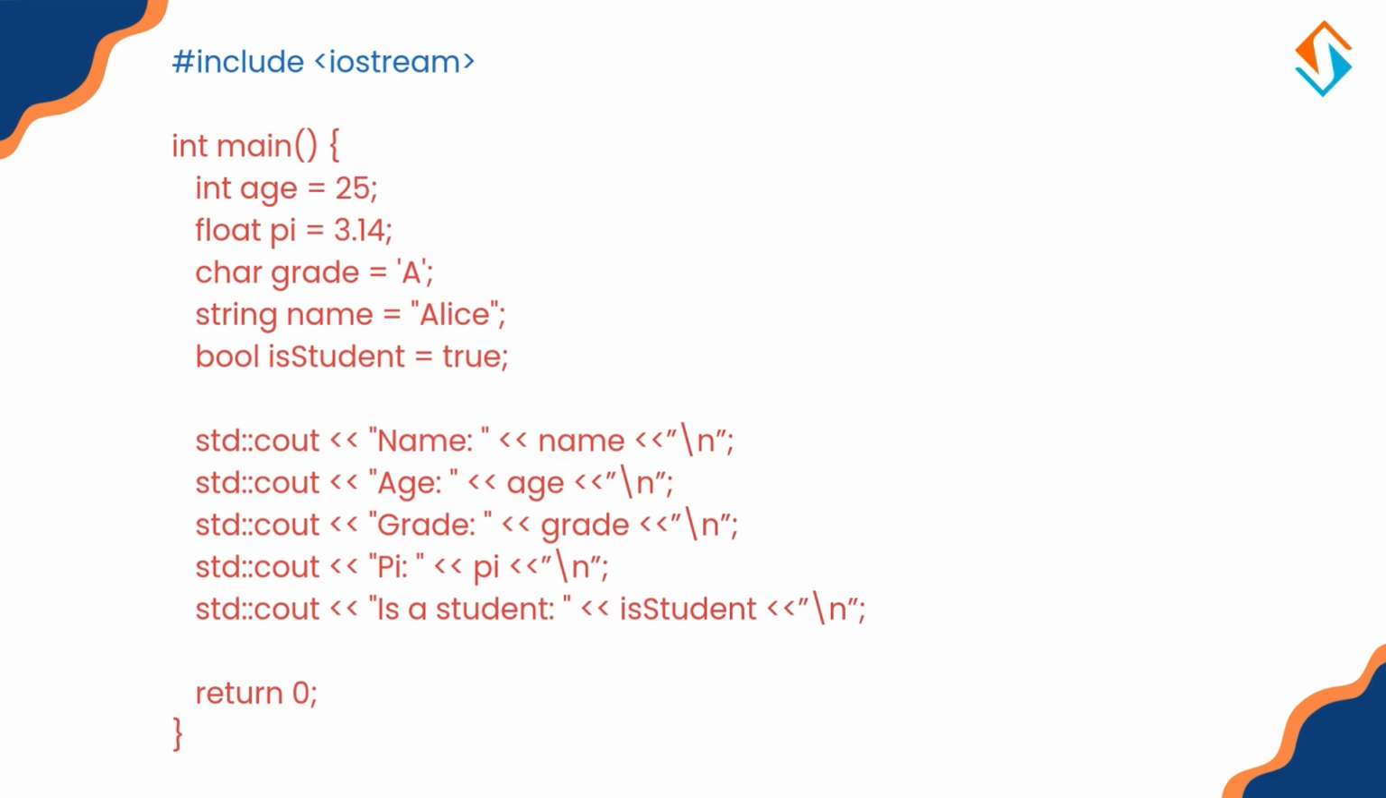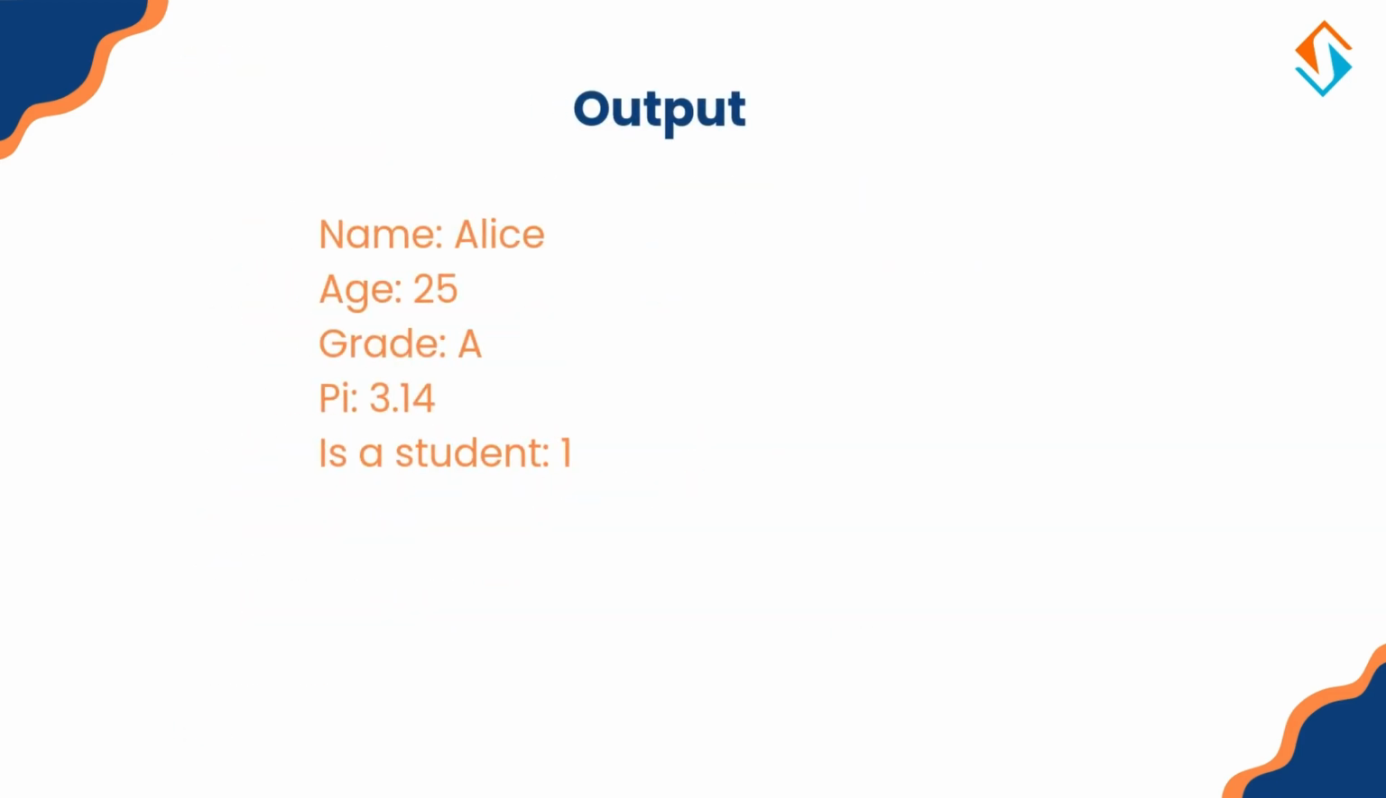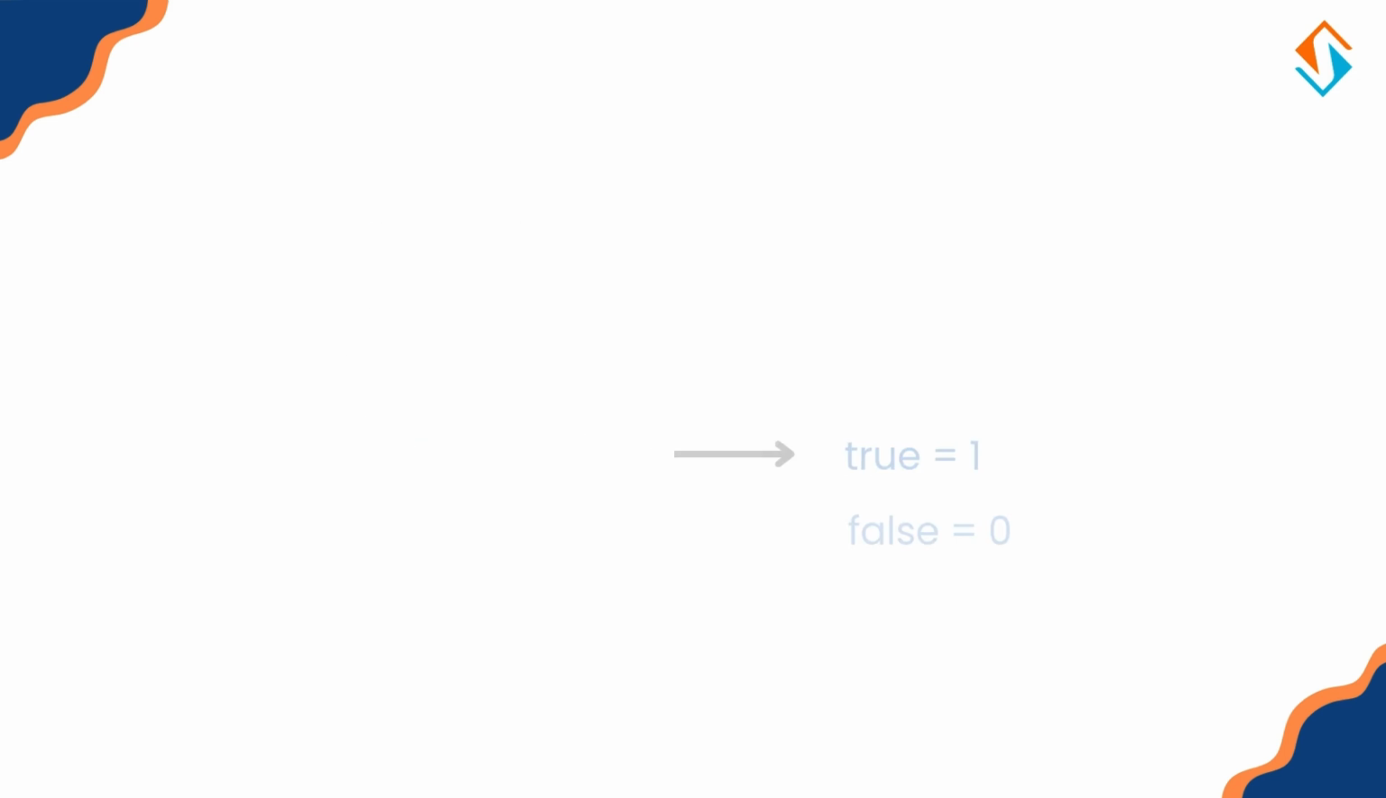Let's break this down. First, we declare variables like int age equals to 25. Here, int is the data type, age is the variable name, and 25 is the value it holds. Then we print them using cout. When you run this, the output will look like this. By the way, 1 for each student means true. In C++, true is stored as 1 and false as 0.